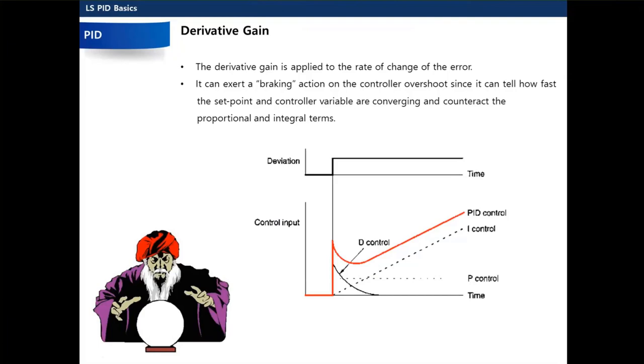So what it could do is it kind of exerts a braking action on the controller's overshoot, because it's looking at how fast the set point and the controller variables are converging, okay? When they're hitting the same point, see where these are crossing here, that's what it's trying to guess, okay? That's why this guy here has his little crystal ball, as he's trying to predict the future. He's trying to predict what's going to happen, and he's going to kind of counteract what's going on there.